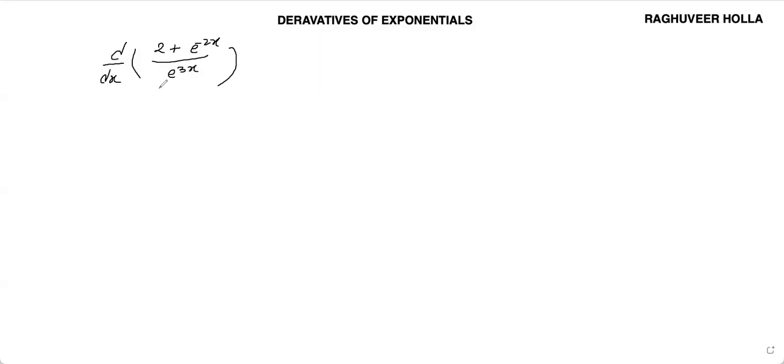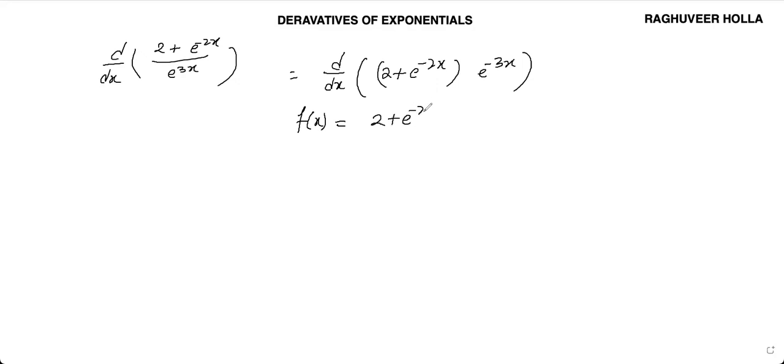So let us solve this problem. Now here let us apply the product rule by rewriting this as 2 plus e to the power of minus 2x into e to the power of minus 3x. So f of x is 2 plus e to the power of minus 2x, and g of x will be e to the power of minus 3x.